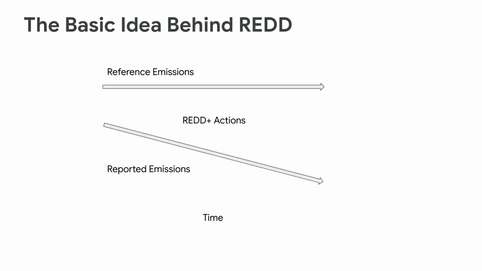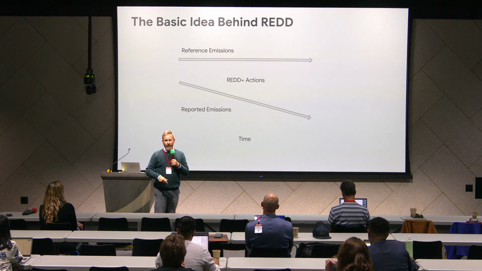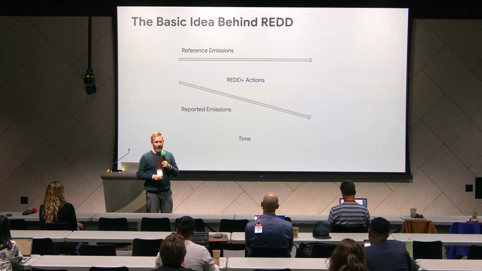And this, again, the graphics department was working overtime. This is REDD in a nutshell. We have a reference emission level that, as business as usual, is the amount of emissions an entity has been producing in the past. We have what they call REDD plus actions. Those are actions that people are taking, management actions, legislative actions, to reduce the emissions from the business as usual scenario. And then we have, hopefully, the reported emissions decreasing over time. And that's, again, sort of REDD in a nutshell.